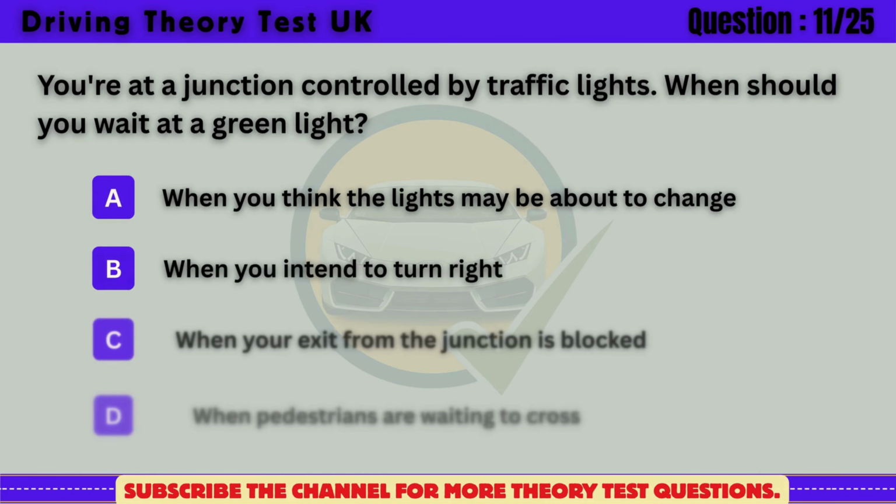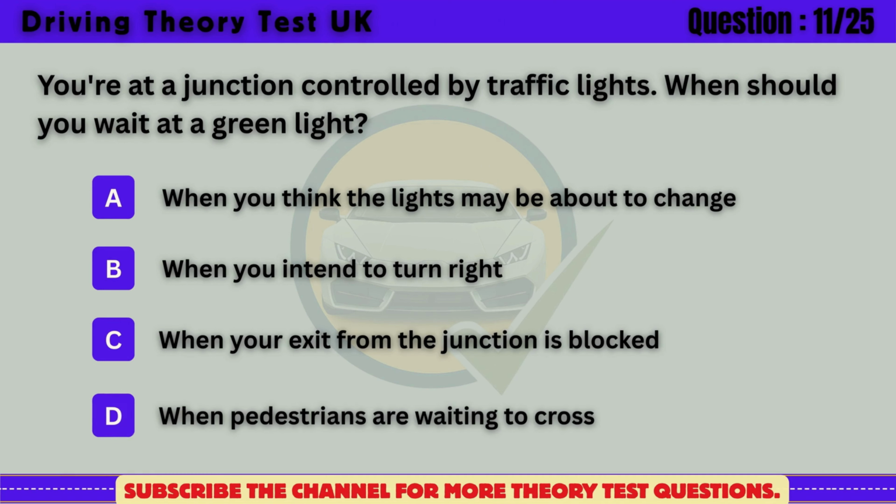Question 11. You're at a junction controlled by traffic lights. When should you wait at a green light? A. When you think the lights may be about to change. B. When you intend to turn right. C. When your exit from the junction is blocked. D. When pedestrians are waiting to cross.